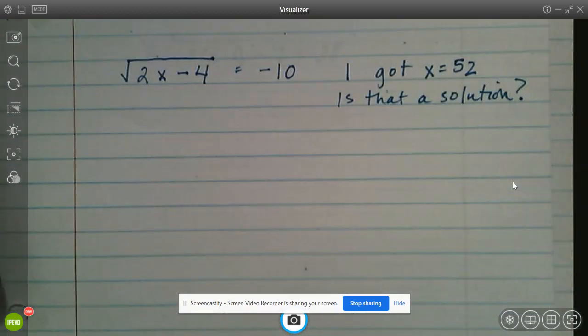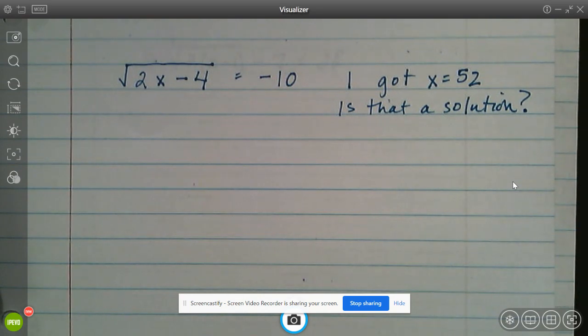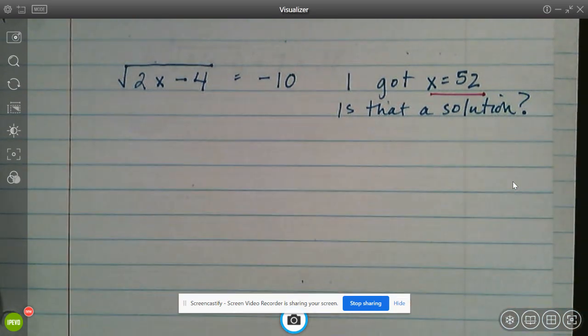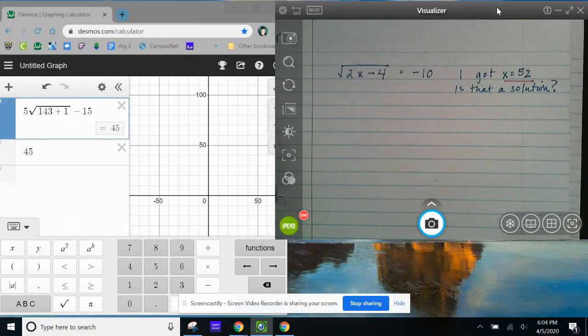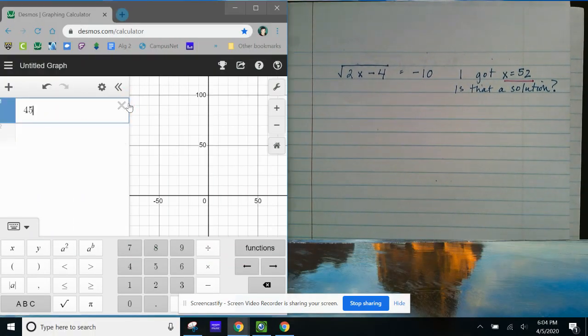Okay, so this is another problem, very similar to that last one, but the answer is being given to me. The answer that they got, x equals 52, is correct when you actually do the math. I promise it's correct. But that doesn't necessarily mean it's a solution, because you notice I've got a square root here. So I'm going to go back to Desmos. I'm going to check this. This is where you need to check it. You don't need to do all the work over again. You need to check it.